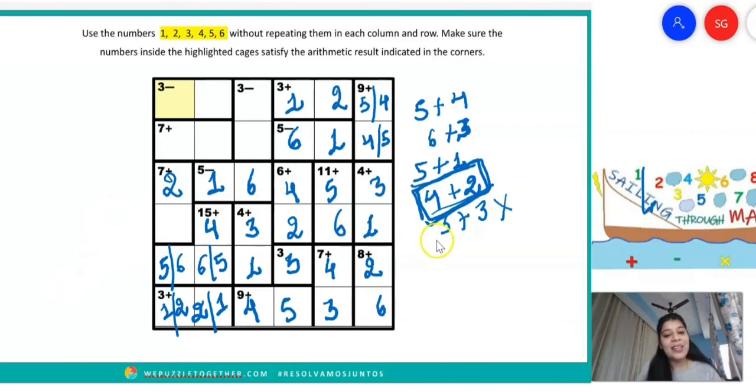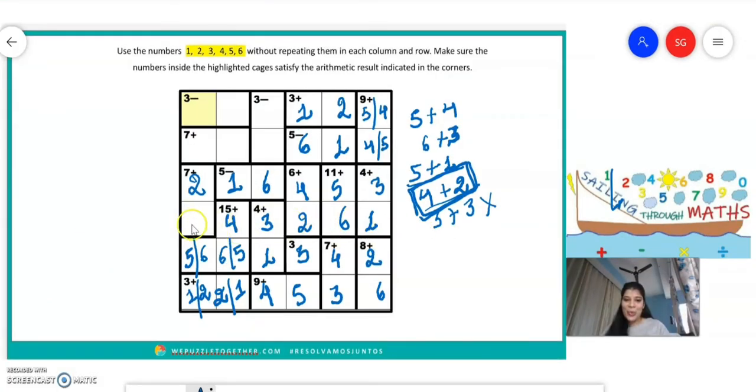And if I look at this, the only number remaining here is going to be nothing but 5. So can I say 5 is going to come in this block? If 5 is going to come in this block, then 6 is going to come here. And if 6 is going to come here in this block, then the number 5 is going to come here. So let me correct that. Then the number 6 is going to come here and the number 5 is going to come here.